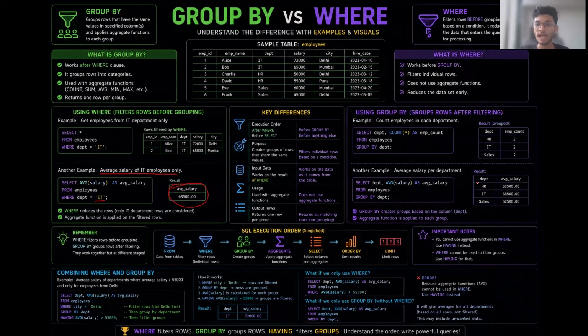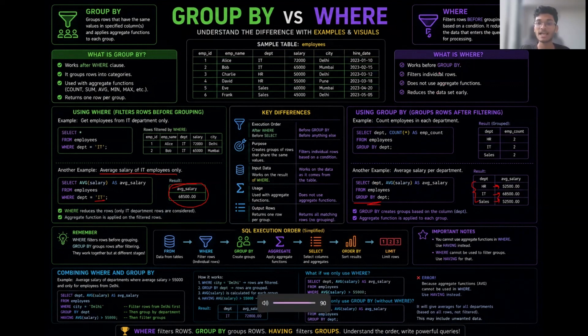But what if I want the average salary of each department? For that I need to group by the department name. So: select department, comma, average salary as average_salary from employees group by department. Then I will get the average salary for each department. This is the basic difference between the group by clause and the where clause.